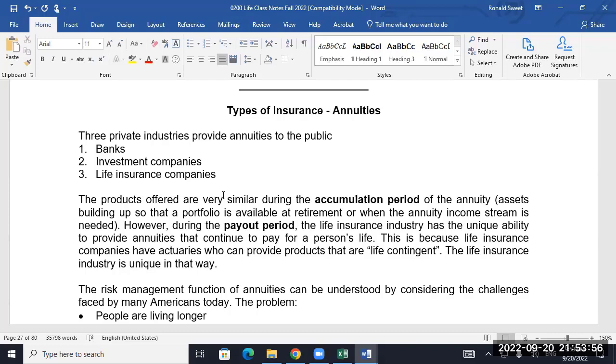So, okay, what kind of annuity did she have? Deferred annuity or immediate annuity? So she had a deferred annuity. That's to me not an annuity.